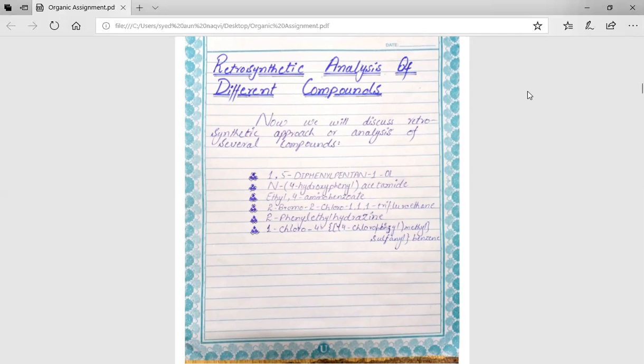1,5-diphenylpentan-1-ol. The next one is N-4-hydroxyphenylacetamide. The next one is ethyl 4-aminobenzoate. The next one is 2-bromo-2-chloro-1,1,1-trifluoroethane. The next one is 2-phenylethylhydrazine. And the last one is 1-chloro-4-(4-chlorophenylsulfonylethyl)benzene. So these are the IUPAC names of the compounds that are going to undergo retrosynthetic analysis.